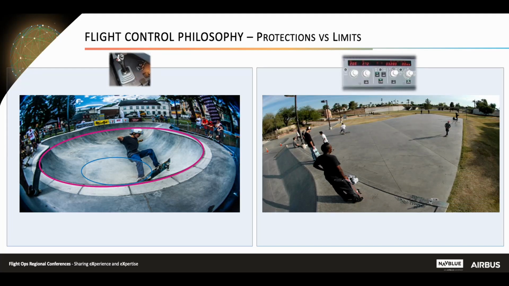On the right side, the skater can skate on the flat red circle. This could symbolize the autopilot area of operation. The autopilot can operate within the red circle, and if the autopilot reaches this limit, it will disconnect.